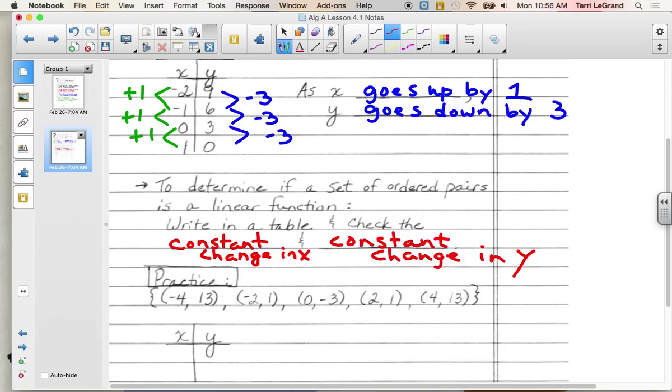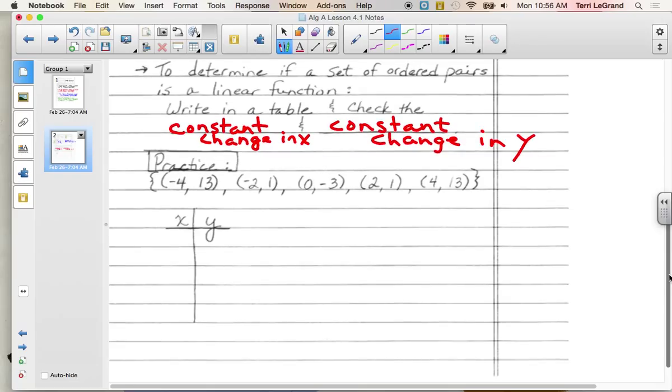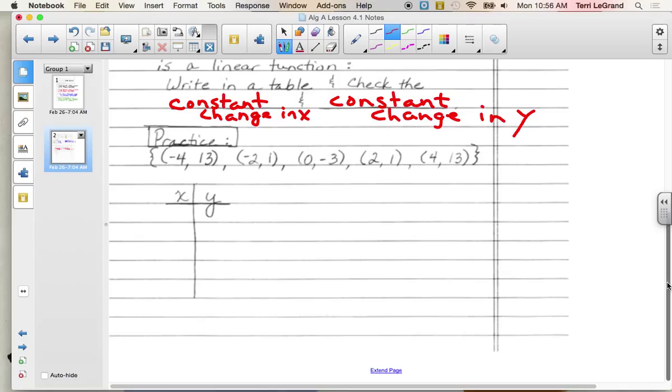So, determine if a set of ordered pairs is linear. In other words, they don't give it to us as a table. They just give it to us as a list of ordered pairs. So we're going to write it in a table, with one extra step, and do the same thing we just did. Check to see if there's a constant change in X and a constant change in Y. When we put them in our table, we look at our ordered pairs and put the X and the corresponding Y side by side, right? How many ordered pairs do we have? 5. Okay, get your table filled out.